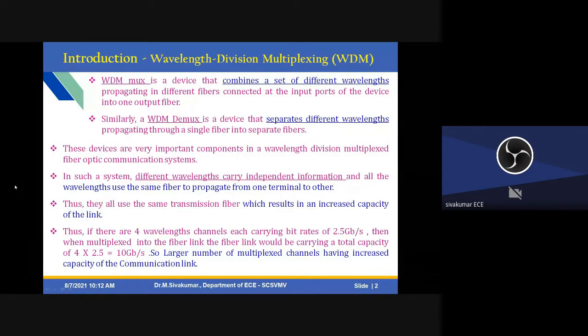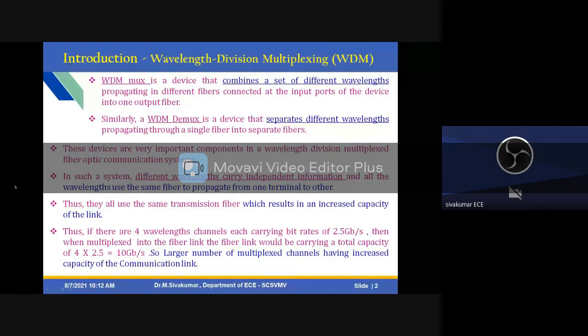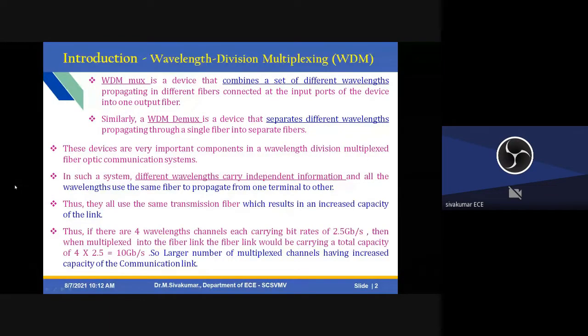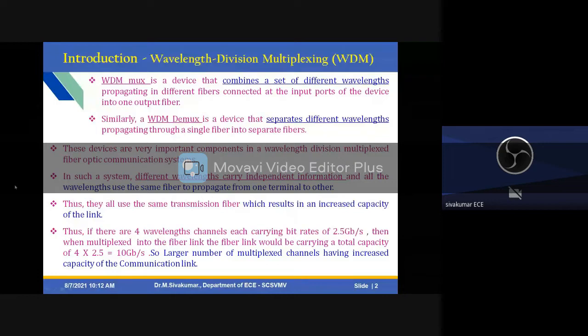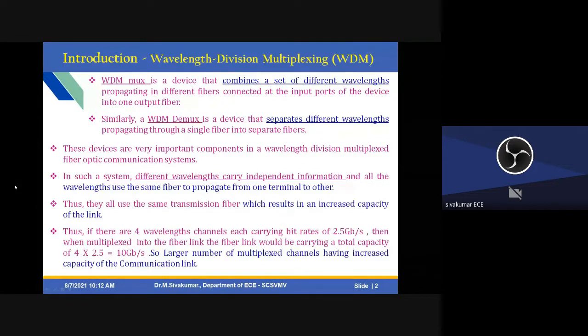Okay. Here the WDM multiplexer is a device that combines a set of different wavelengths propagating in different fibers connected at the input ports of the device into one output fiber. Already you know very well, more inputs and one output is called the multiplexer. The same procedure applies for the wavelength division multiplexer. It combines a set of different wavelengths. For example, we are applying different frequencies in terms of lambda 1, lambda 2, lambda 3. In this manner, you connect them, propagating with different fibers, to the input ports of the WDM mux.